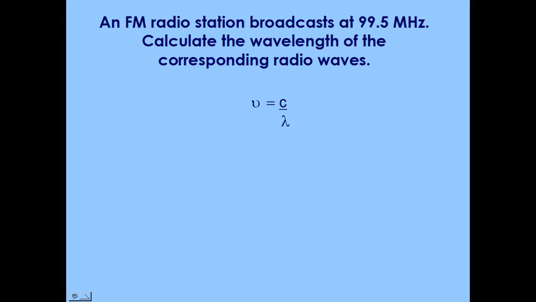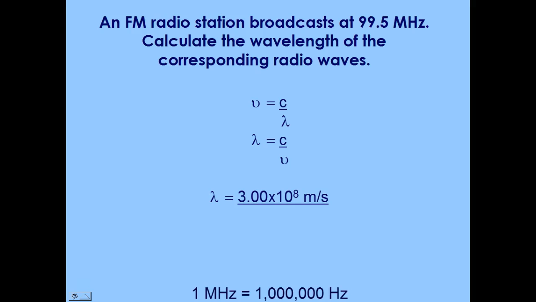So if we use our triangle, we should be able to see that wavelength is equal to the speed of light over the frequency. We know what the speed of light is, 3 times 10 to the 8th meters per second, and we want to convert megahertz to hertz so that we will be able to cancel out our seconds. Since 1 megahertz is 1 million hertz, that would be 99.5 times 10 to the 6, 1 per second. And so the seconds both cancel out, leaving us with meters over 1.